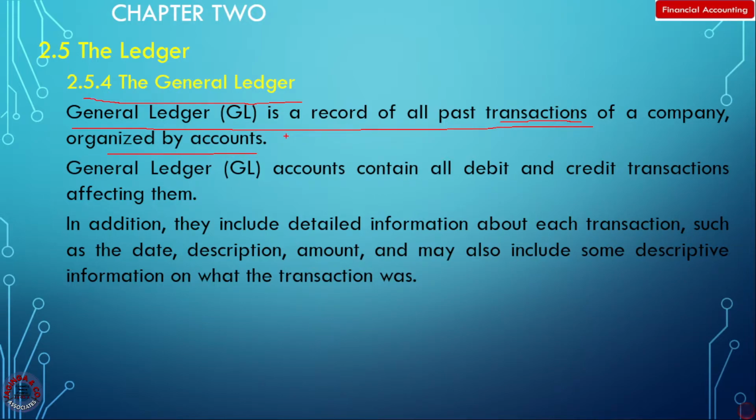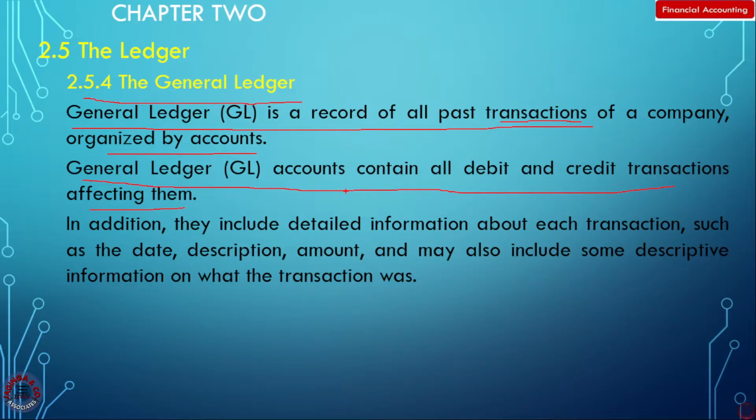When you talk about accounts, we are talking about the asset account, liabilities account, capital, expenses account, revenue account, and all that. All the transactions that we record in all these accounts will form the general ledger. So the general ledger is a record of all past transactions of a company organized by accounts. Then again, general ledger accounts contain all debit and credit transactions affecting them.